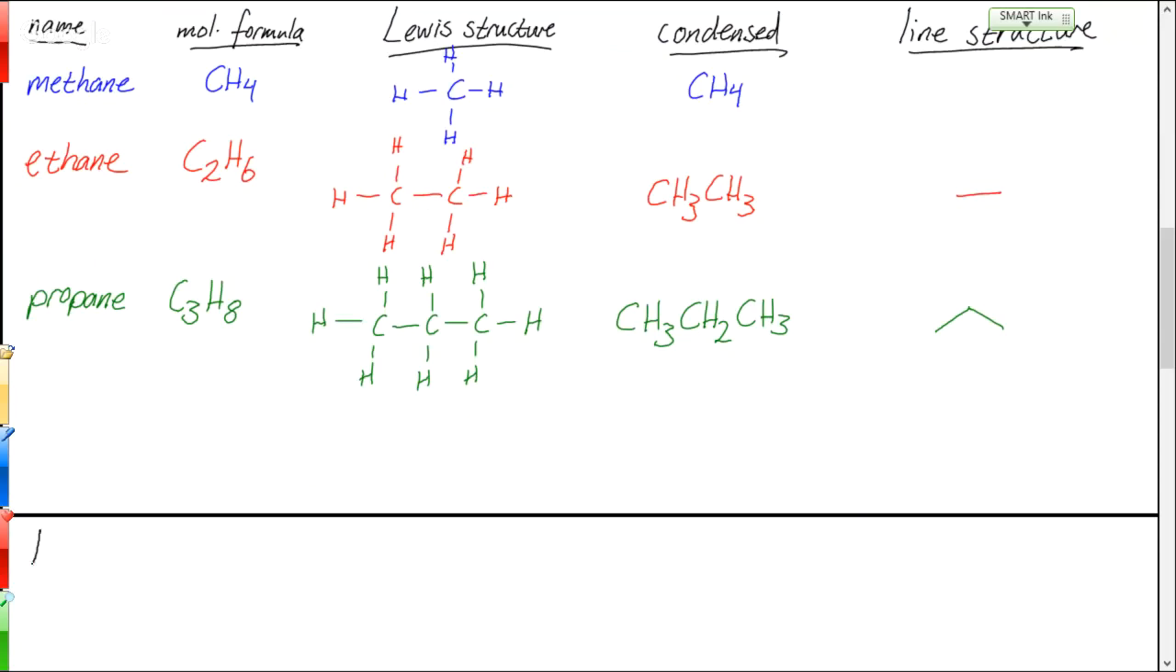Fourth member of the series is called butane. And I want you to see if you can fill in the rest of it, following the pattern that we've already established with those first three. I'll give you a hint. It's easiest if you start with the Lewis structure. Draw out the full structure, and then you should be able to get the formula, the condensed structure, and if you want to try to take a guess at the line structure, try that too. We'll get into those more in detail on Thursday.